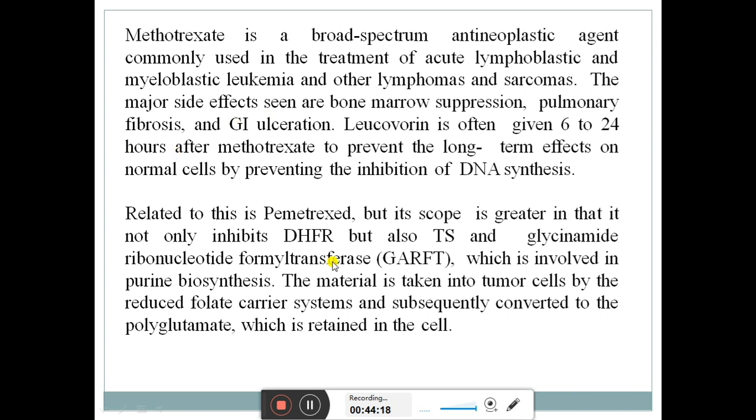Related to this is Pemetrexed, but its scope is greater in that it does not only inhibit DHFR but it also inhibits thymidylate synthase and glycinamide ribonucleotide formyl transferase, that is GARFT, which is involved in purine biosynthesis. The material is taken into the tumor cells by the reduced folate carrier system and subsequently is converted into a polyglutamate which is retained in the cell.